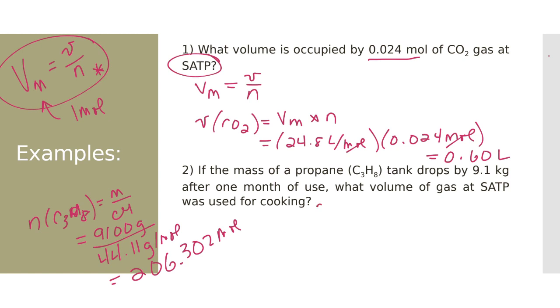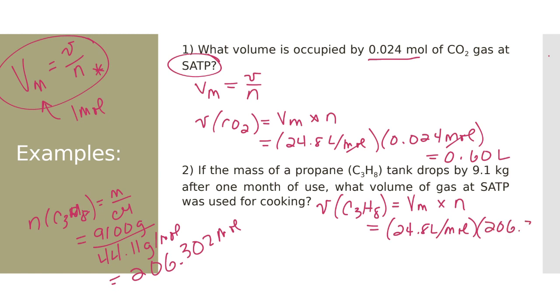We want to know what's the actual volume of the gas. So actual volume of propane, we want to rearrange our molar volume formula to give me molar volume times moles. This is at SATP conditions, so I know that it's 24.8 liters if I have 1 mole. I do not have 1 mole, I have a lot of moles, times 206.302 moles. Then we multiply this through, and I get a huge value, 5116.30 liters.